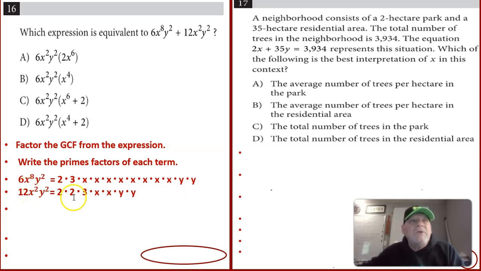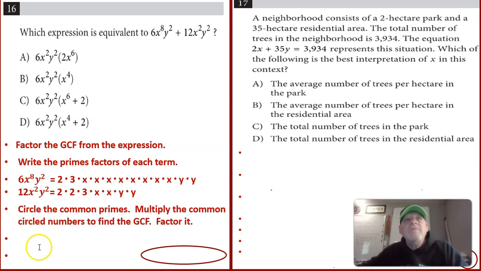The 12 is written as 2 times 6, and 6 is 2 times 3, so 2 times 2 times 3 are the primes. X squared, x is a product twice. Y squared, y is a product twice. All right, once I have these listed here, then I'm going to circle the primes and multiply the common circled numbers to find the GCF, and then factor it out. So I'll go ahead and draw on this PowerPoint and show you how we do that.